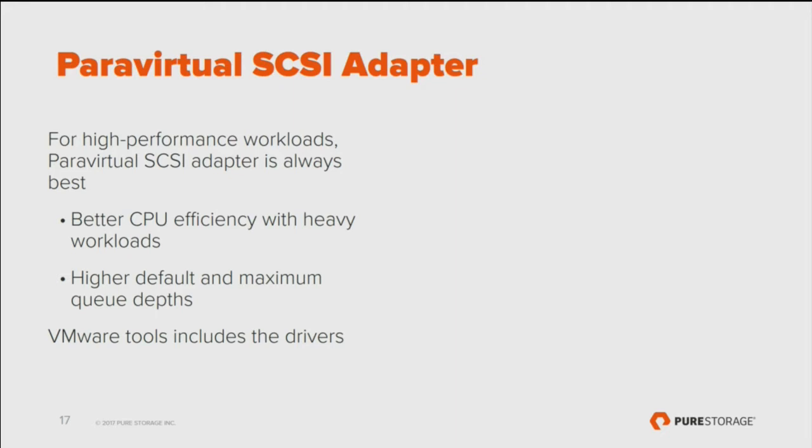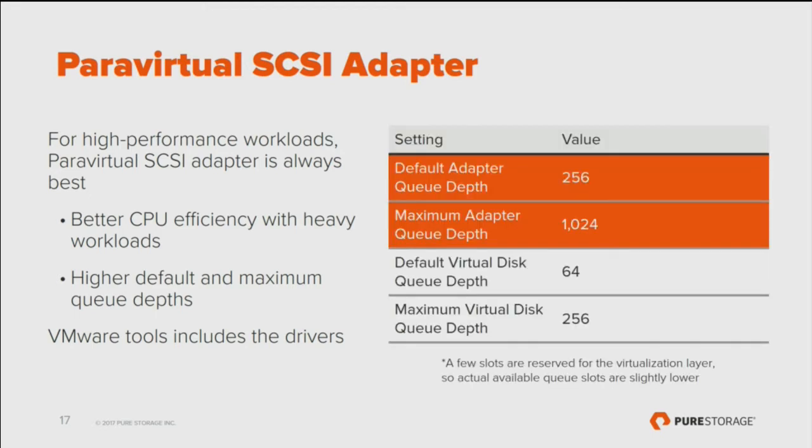Furthermore, the traditional LSI adapters have lower possible queue depth limits, default and maximum. Paravirtual SCSI is much higher. The default for Paravirtual SCSI for a virtual disk is 64. And the overall for that virtual SCSI adapter is 256. And both of those numbers can be quadrupled. All right, so if you need to push a lot of throughput, a lot of IOPS to a VMDK, Paravirtual is the best way to go, and you might need to tweak that even higher if you're pushing a heavy workload. Right, and so these can be changed.